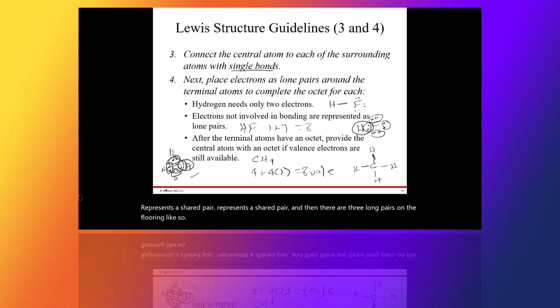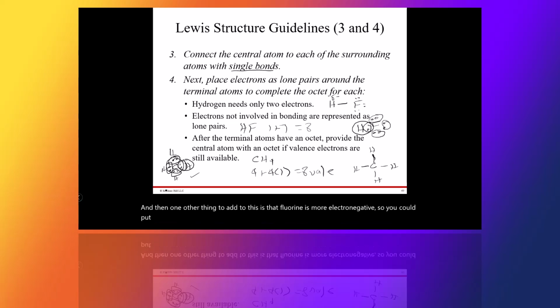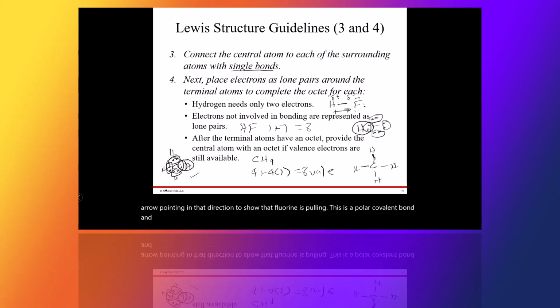And then one other thing to add to this is that fluorine's more electronegative, so you could put a partially negative on this end of the bond, and a partially positive on the hydrogen end of the bond. Or if you like the arrow, you can do an arrow pointing in that direction to show that fluorine is pulling. This is a polar covalent bond, and the electrons are spending more time around the fluorine than the hydrogen.